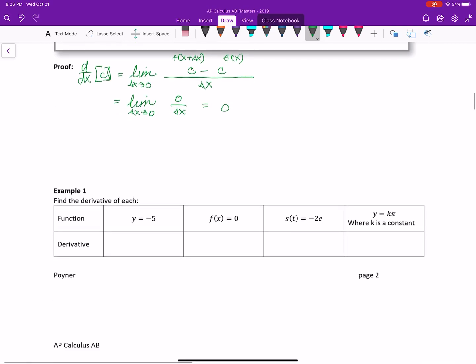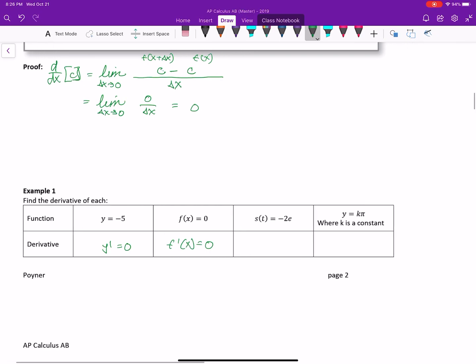Example 1, anytime you see a constant, find the derivative of y is equal to -5, y prime is equal to 0. Even if f of x is equal to 0, f prime of x is also equal to 0. Some things to keep in mind, by the way, for the next one, where I see a lot of people mess up. They think of e as a variable. It's not. e is Euler's constant, so therefore that's just a constant value.